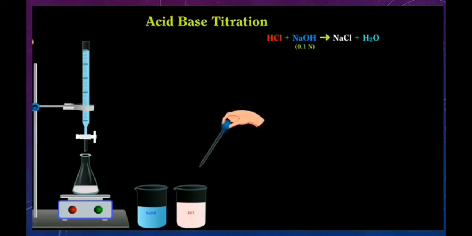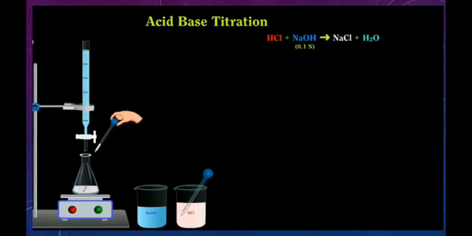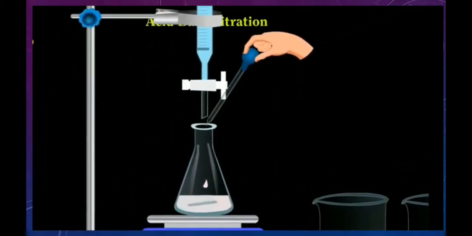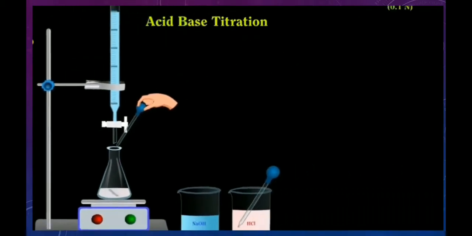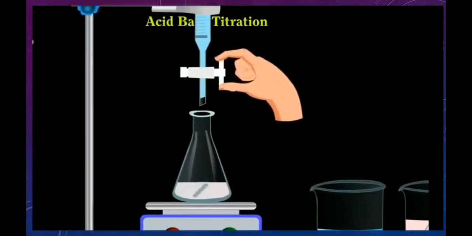Now add a magnetic bead to the conical flask and start the stirrer. Then add 2 to 3 drops of phenolphthalein indicator to check the end point. The HCl solution and phenolphthalein will be colorless, but with the addition of NaOH solution from the burette, it will change to pink, which will remain persistent for a long time.